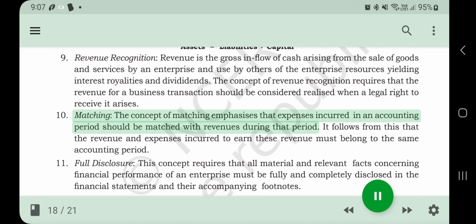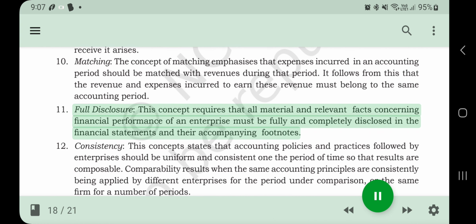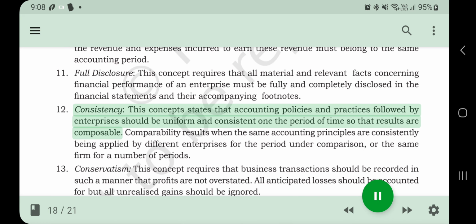10. Matching. The concept of matching emphasizes that expenses incurred in an accounting period should be matched with revenues during that period. It follows from this that the revenue and expenses incurred to earn these revenues must belong to the same accounting period. 11. Full disclosure. This concept requires that all material and relevant facts concerning financial performance of an enterprise must be fully and completely disclosed in the financial statements and their accompanying footnotes. 12. Consistency. This concept states that accounting policies and practices followed by enterprises should be uniform and consistent over the period of time so that results are comparable.